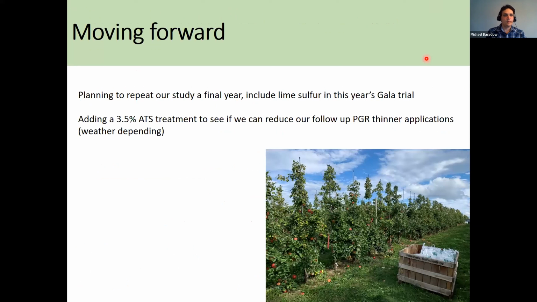So moving forward, we are planning to repeat this study for a final year, and we're going to include lime sulfur in our Gala trial next year. And we're also planning to add a 3.5% ammonium thiosulfate treatment to see if we can reduce the amount of follow-up PGR applications that we need to make.